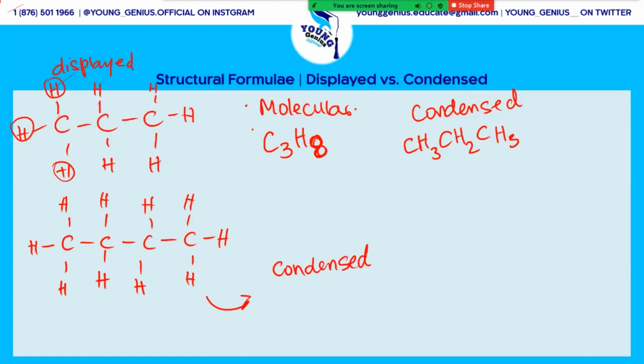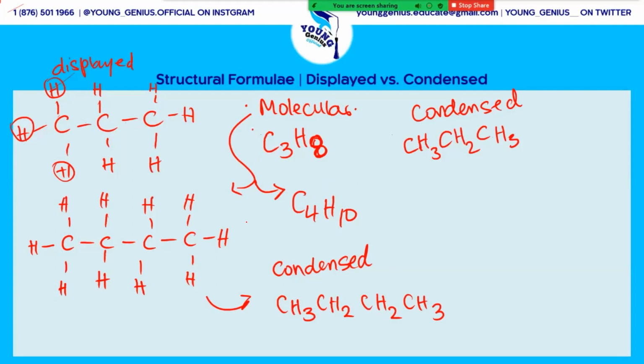The condensed formula would be CH3, CH2, CH2, CH3. Great. What would be the molecular formula? C4H10. Very good. And just like that, you got it.